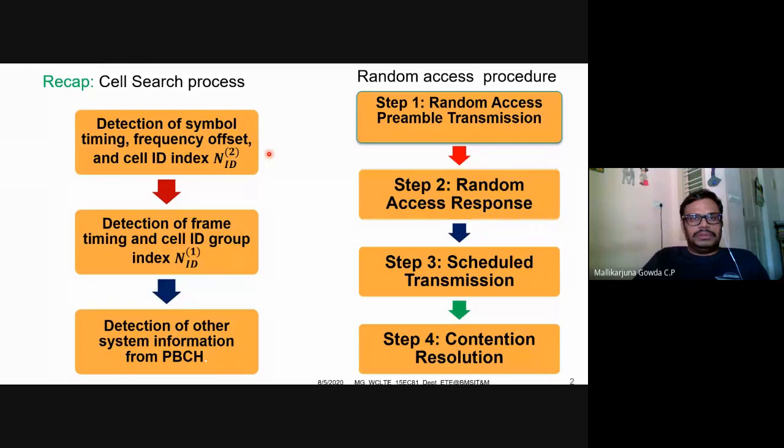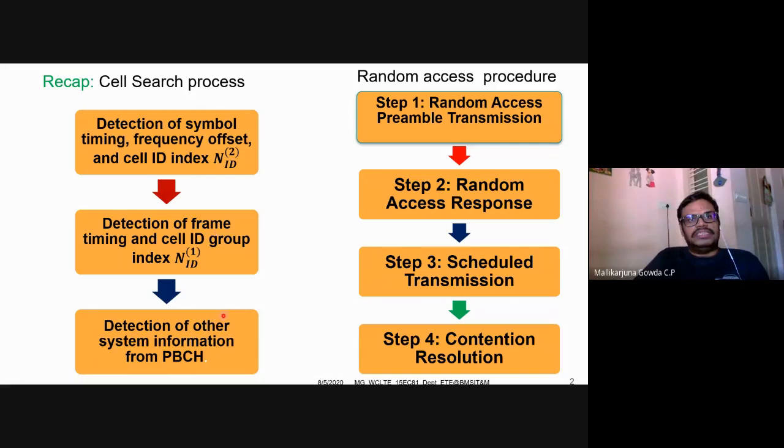Hence, the secondary synchronization signal does the frame timing, because it uses a 31-bit M sequence with a cyclic shift, which leads to frame timing detection of the cell, right? After these two steps, other system information, like antenna configuration and system bandwidth, is detected from the PBCH, the physical broadcast channel, right? So this is what happens in the cell search process.